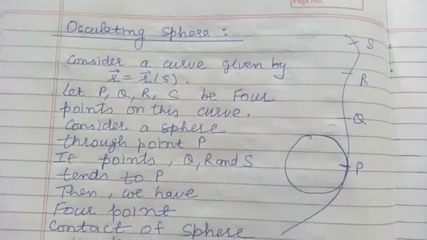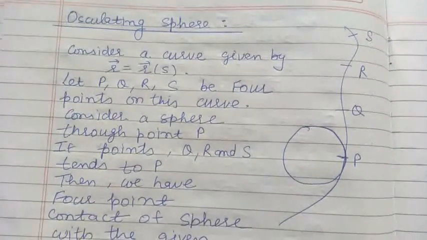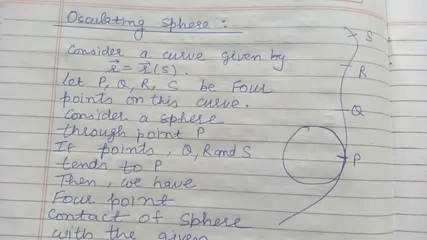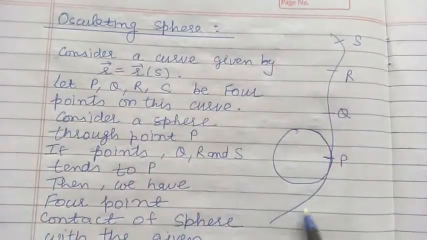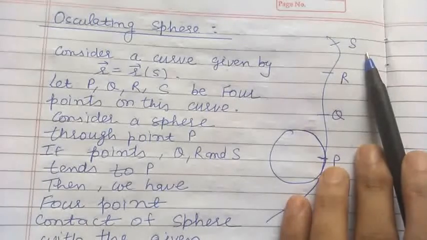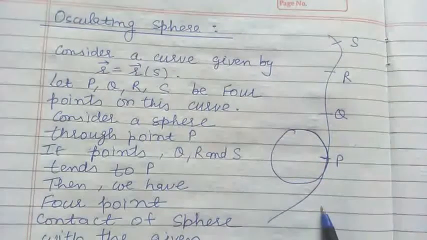Now the next topic is the osculating sphere. In the same way we can define the osculating sphere as we have defined the osculating circle. The difference between them is that in this case we have 4-point contact of the sphere with the curve. So let us define it. Let us consider this to be a curve with P, Q, R, S, these 4 points on this curve.